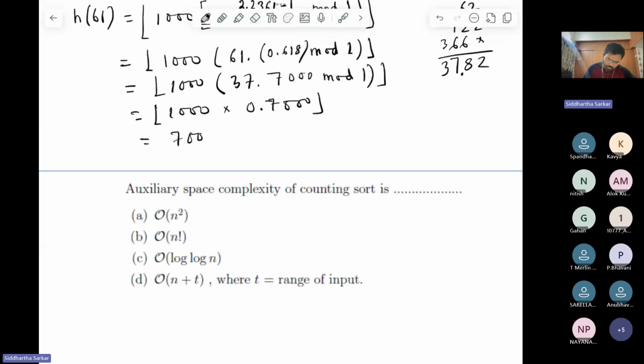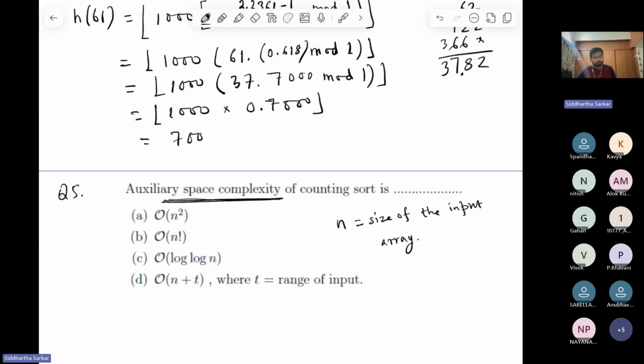So now again, a question about counting sort. So we have already seen counting sort. What is the space complexity? Let us say space complexity only of counting sort. So we know for a fact that, okay, what is n? N is the size of the input array. It's the number of elements in the array that you want to sort.